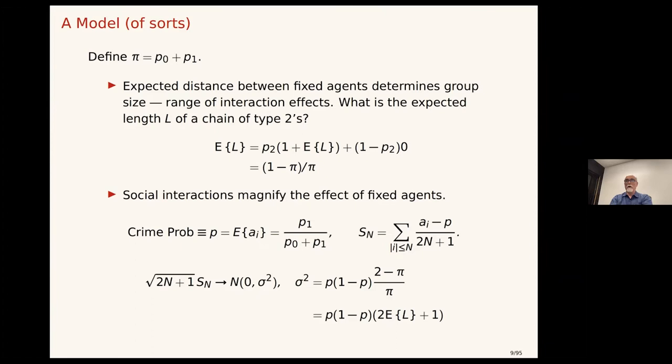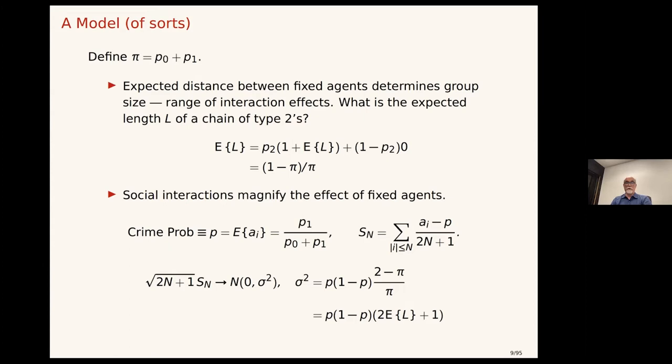The point is that this actually is recursive. The way I asked this question was, suppose that we start from a committed type, what is the expected length of a chain starting from a committed type? Well, with probability P2, which is actually 1 minus pi, the next person is an uncommitted type. And so we add 1 to the length of the chain, and then we ask, what is the expected length of the chain coming off from that person? Because these chain lengths are independent. And then with probability pi, we have a committed type, and so the chain ends. This gives us a recursive relationship for the expected length of a chain.